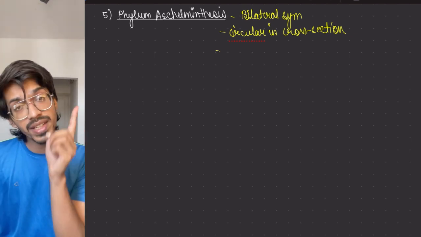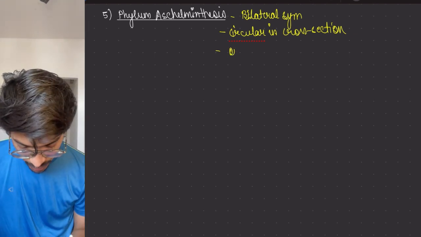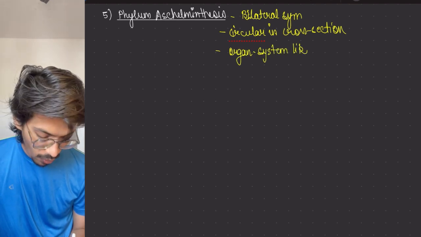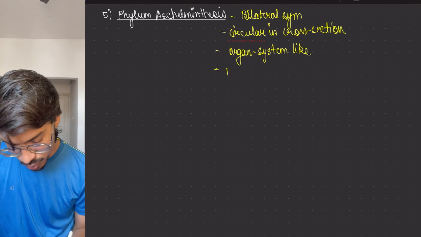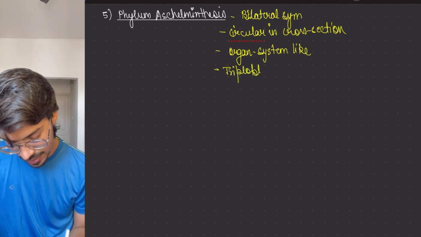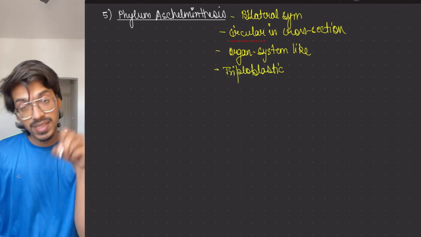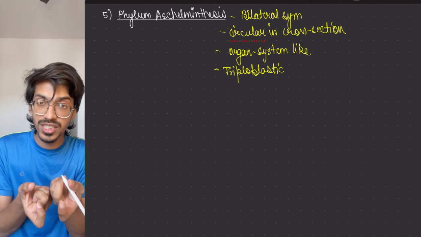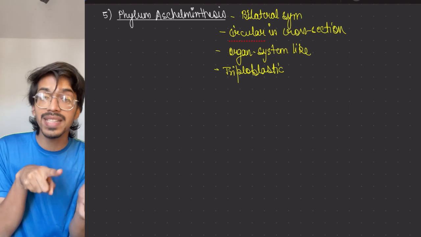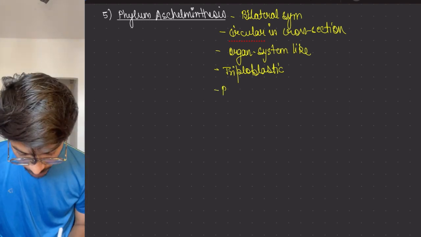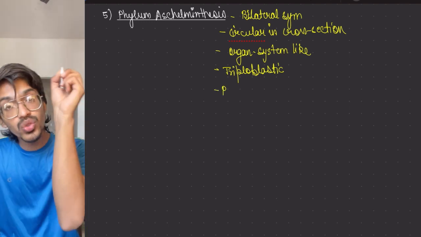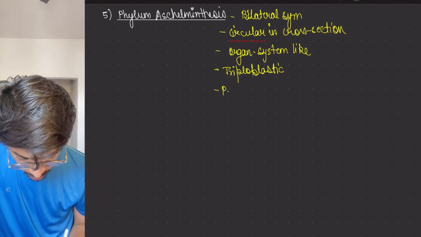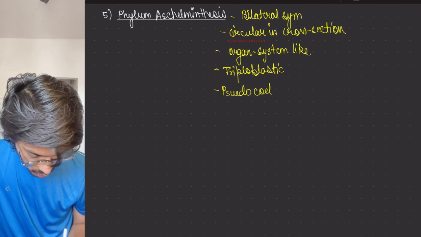Now they have organ systems present in them, so organ system level of organization is present. The next thing is they are triploblastic. Organs are present, but their coelom is not properly formed into a space. So they are not true coelomates. It has a pseudo-coelom present. The only phylum which has a pseudo-coelom is Aschelminthes. So these are pseudo-coelomates.